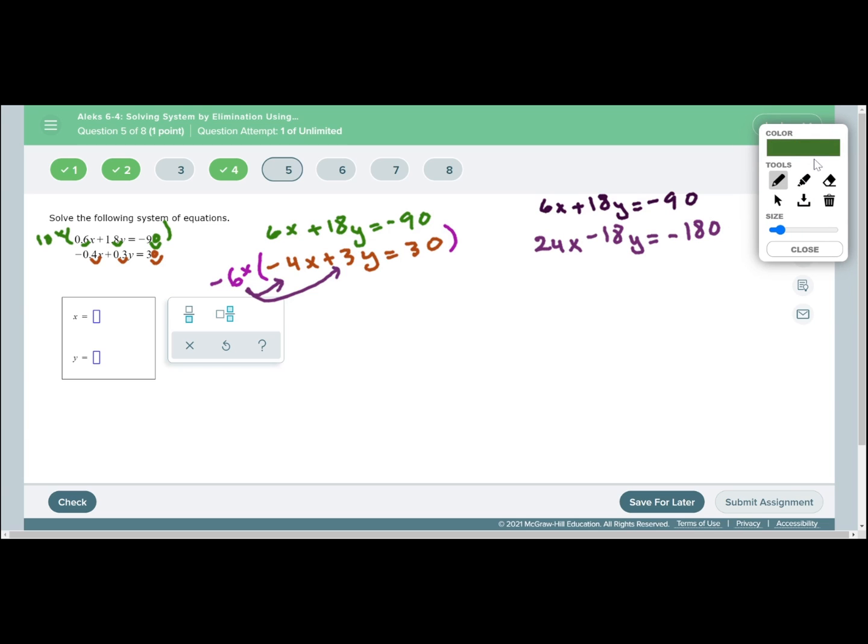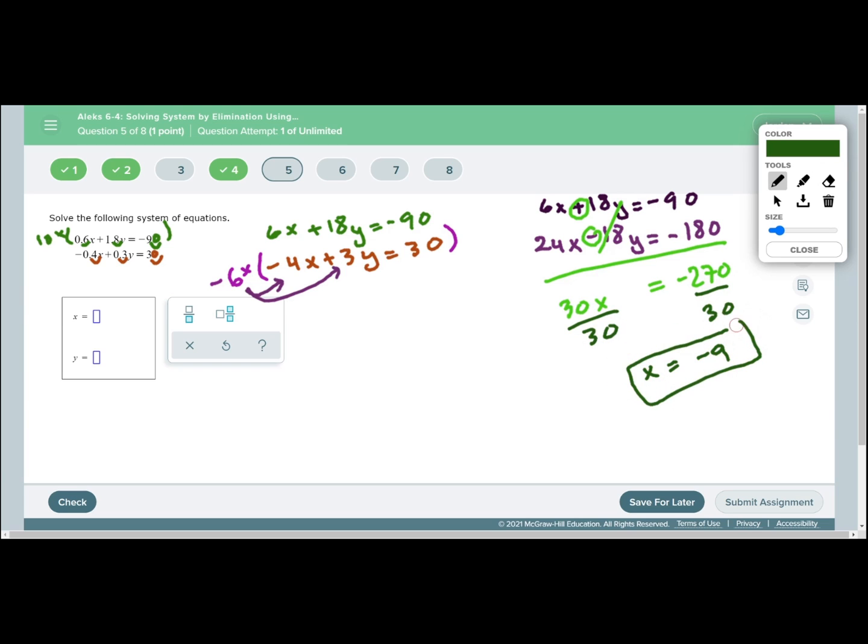All right, so do you see it? Positive 18, negative 18, they cancel each other out. So this will give you 30x equal to negative 90 minus 180, which is negative 270. And we divide by 30 on both sides. So x equals negative 9. Easy. All right, now we take this and plug it into one of the originals.